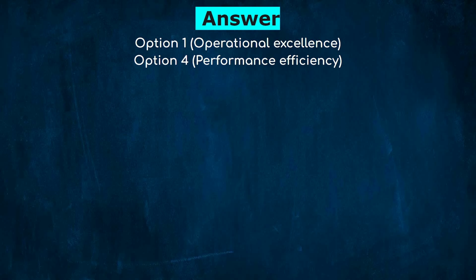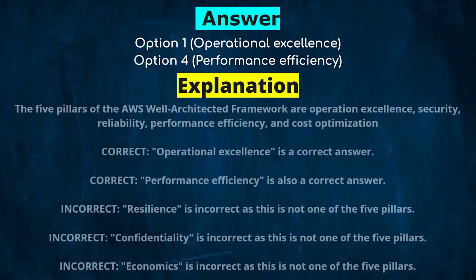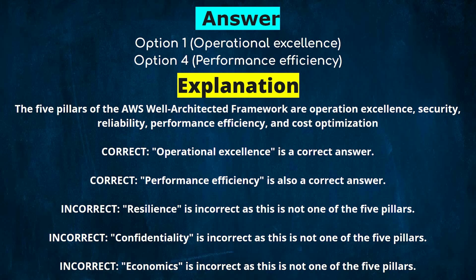Performance efficiency. Explanation. The 5 pillars of the AWS well-architected framework are operational excellence, security, reliability, performance efficiency, and cost optimization. Operational excellence is the correct answer. Performance efficiency is also a correct answer. Resilience is incorrect, as this is not one of the 5 pillars. Confidentiality is incorrect, as this is not one of the 5 pillars. Economics is incorrect, as this is not one of the 5 pillars.